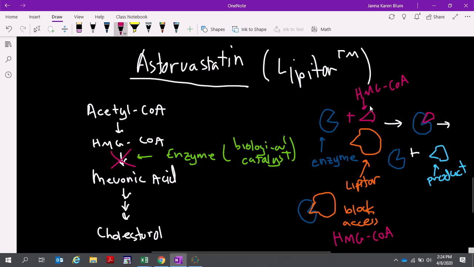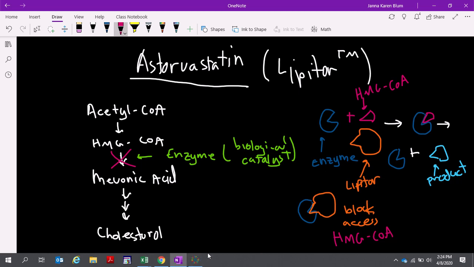So as long as you have Lipitor in your system, we have what's called a competitive inhibitor, and the Lipitor molecule is fighting for spots in that enzyme and blocking access to the natural reactant HMG-CoA. And it can only do that because the shapes are similar.